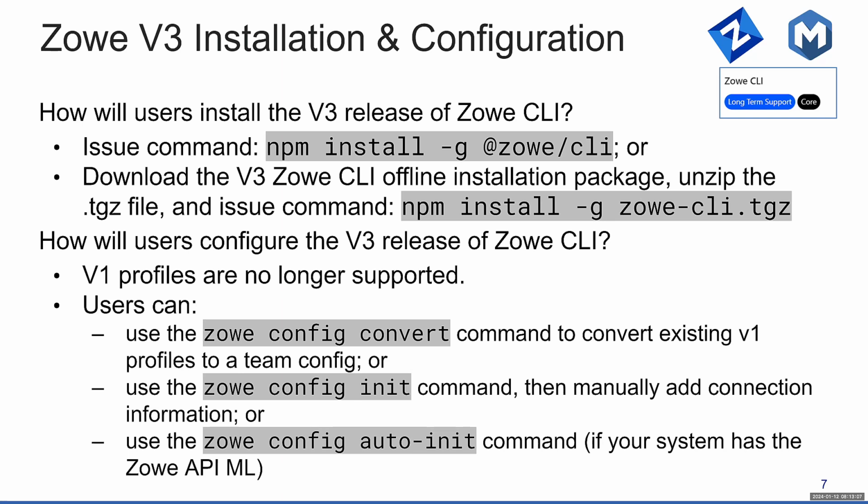So if you have not already made the transition to team config, which was introduced in Zowe V2, you can still use the zowe config convert command to convert existing V1 profiles to a team config. You could also use the zowe config init command to generate a basic Zowe CLI profile, and then manually add connection information to the resulting zowe.config.json. Finally, you could also use the zowe config auto-init command if your system has the API ML installed.